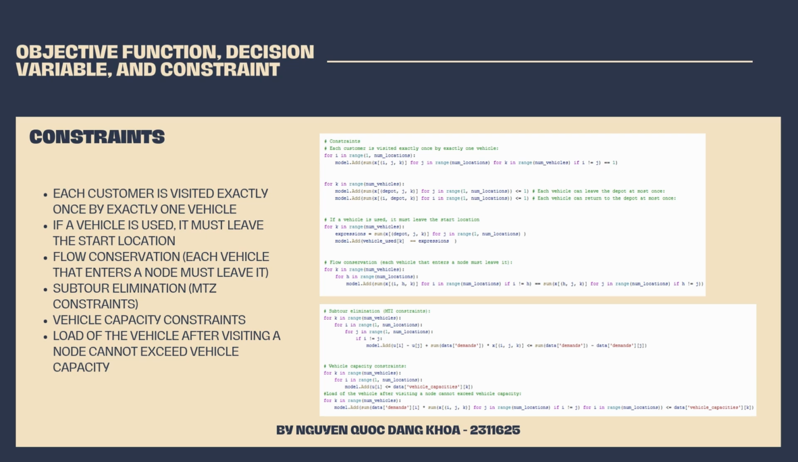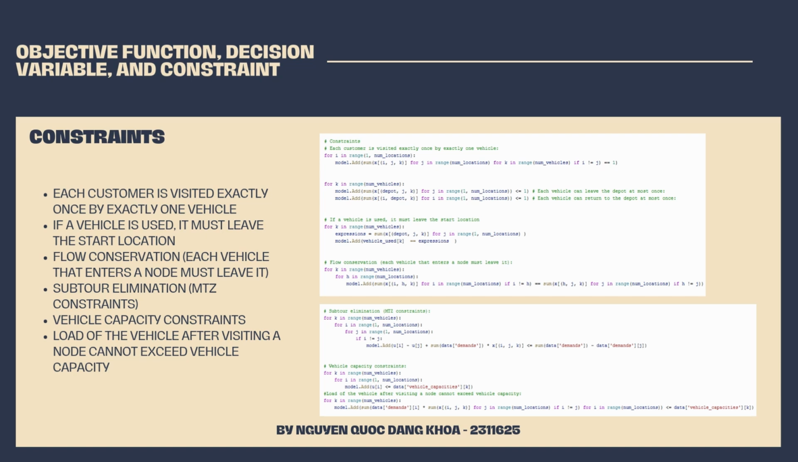The third one is the flow conservation constraint. It makes sure that each vehicle entering a location must leave the location. The fourth is the vehicle usage constraint. If a vehicle is used, the corresponding vehicle use k variable is set to 1. The fifth constraint is subtour elimination. It prevents the formation of invalid cycles by ensuring a logical flow of nodes.